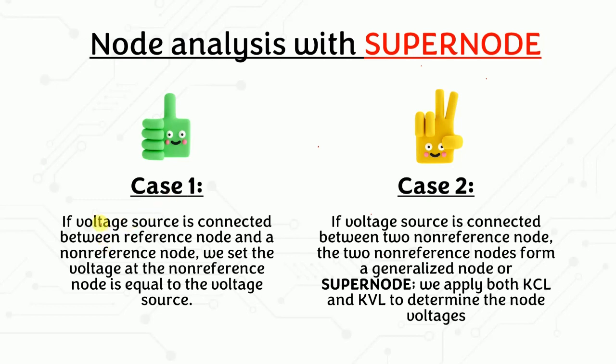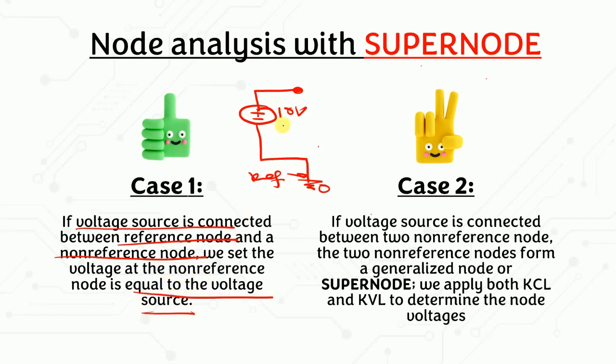The first one is if you have a voltage source connected between the reference node and a non-reference node. For example, you have this voltage source, let's say 10 volts, connected to your reference node. So this is your reference node, and this one is the non-reference node equal to the voltage source. Let's say here is V1, and it's connected with others. So here, V1 is obviously equal to 10 volts. This one we also call a supernode.